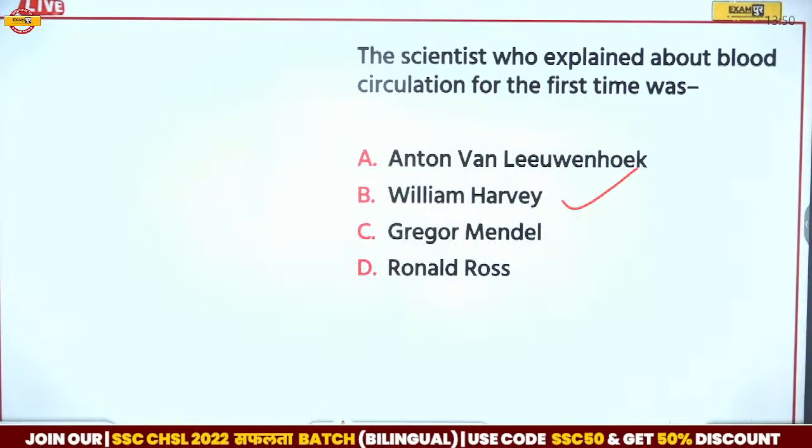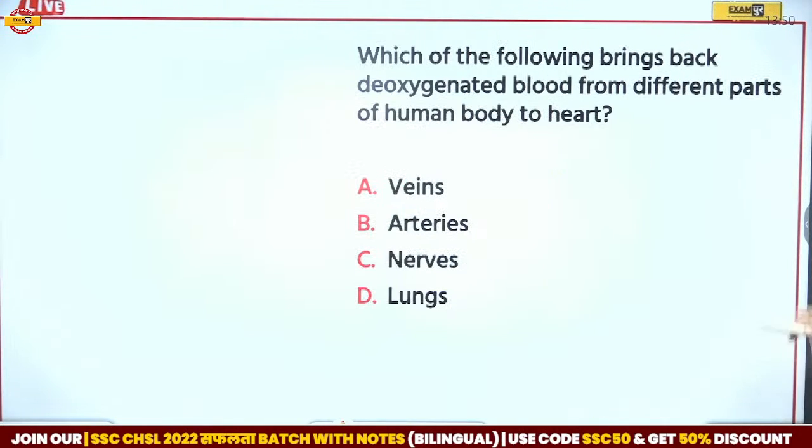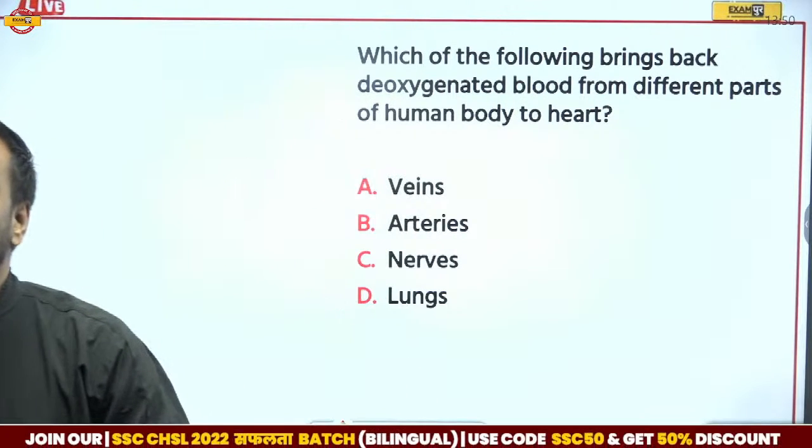Then your answer was actually pending. So I'll give one more question, then I'll just finish it off. The question is, which one of the following brings back deoxygenated blood from different parts of the human body to the heart? I guess now this one is very, very simple.